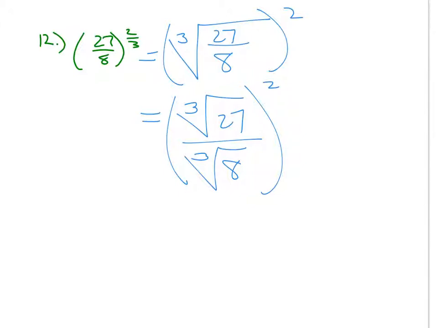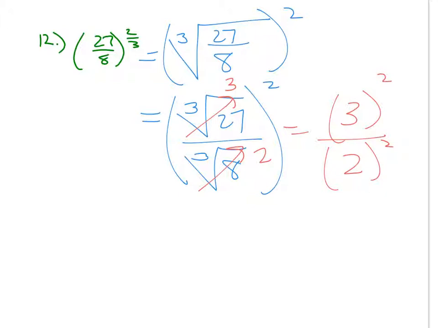So what number multiplied by itself 3 times is 27? Well, that comes out as a 3. What number multiplied by itself 3 times gives you an 8? Well, that comes out as a 2. And those both get squared as well. So 3 squared gives you 9, and 2 squared gives you 4. Done.